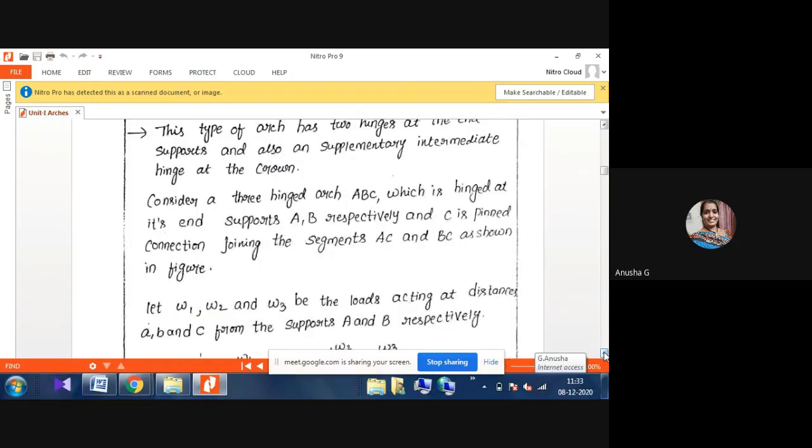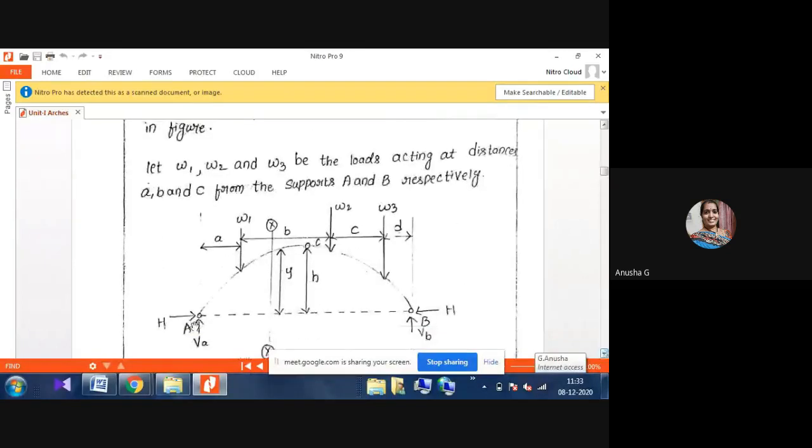Consider a three-hinged arch ABC, which is hinged at its supports A and B, and C is pinned by joining the segments AC and BC, as shown in the figure. Now we'll see the figure. A is one hinge, B is one hinge, and C is also one hinge. These three hinges equal the three equilibrium conditions: sigma H equals 0, sigma Y equals 0, and sigma M equals 0. That will be 3 minus 3 equals 0. If it is 0, then the structure is a determinate structure.